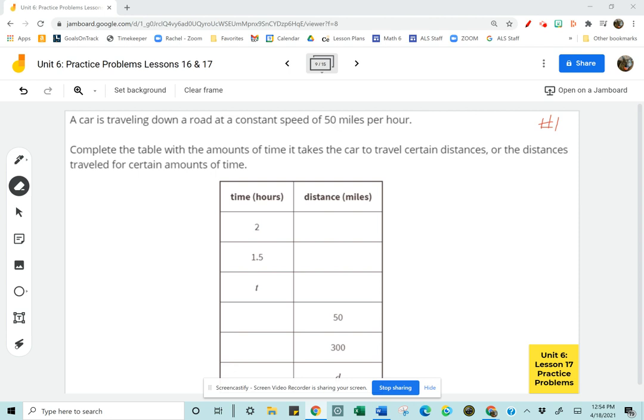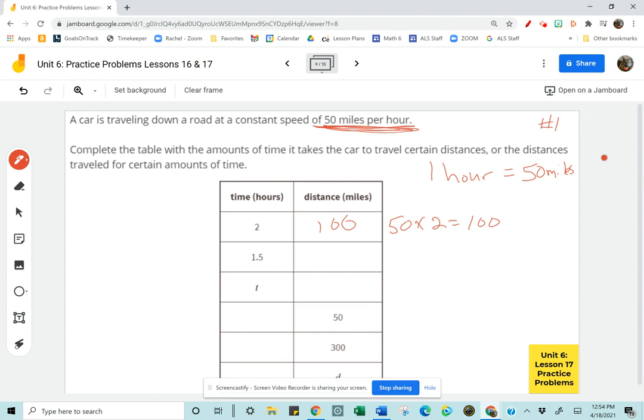So this car is traveling at a constant speed of 50 miles per hour. So that means that in 1 hour, he is traveling 50 miles. Okay? 50 miles per hour. So how far will this car have traveled in 2 hours? Well, that's 50 times 2, right? That's going to give me 100.